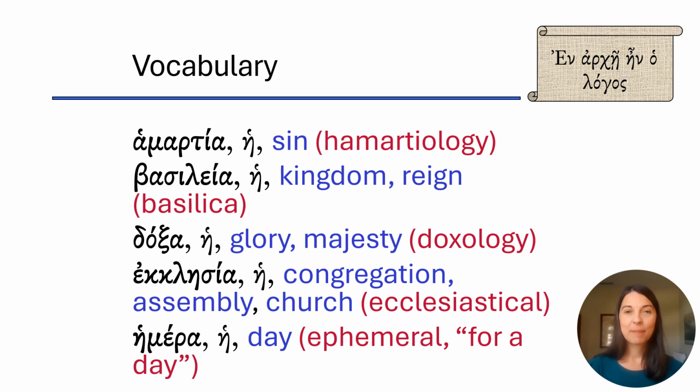Basileia. Hey, basileia is a word for kingdom, reign. Basilica could help us remember that. Then we have hey, doxa. This is the word for glory, majesty. If you know the word doxology, this can help us remember glory or majesty. Then ecclesia. Hey, ecclesia. This is our word for congregation or assembly, church. Ecclesiastical comes from this word.